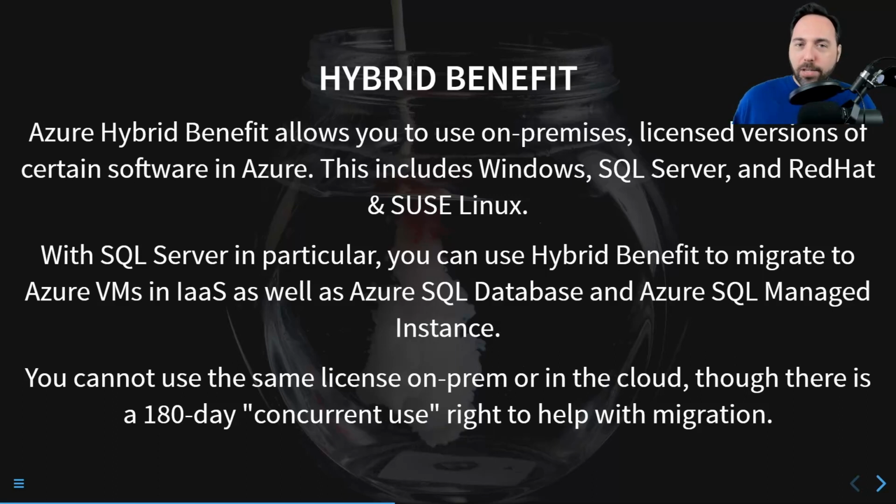After 180 days, your migration has to be done, or you shut off that Azure VM and you don't do it again. So there is that grace period for concurrent use, but it's a 6-month period. Get your migration done, and you can switch over. And now the licenses that you bought on premises apply to your hardware in Azure.